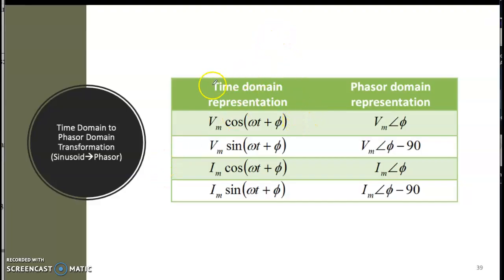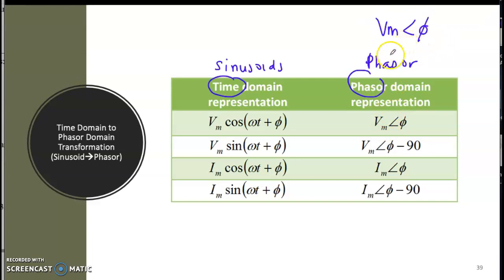Okay, now let's continue with more examples of the phasor transform. As we recall, we have two types of representation. The first one is sinusoids, which is represented in the time domain, and the other is what we call the phasor. A phasor is in the form of an amplitude and an angle.